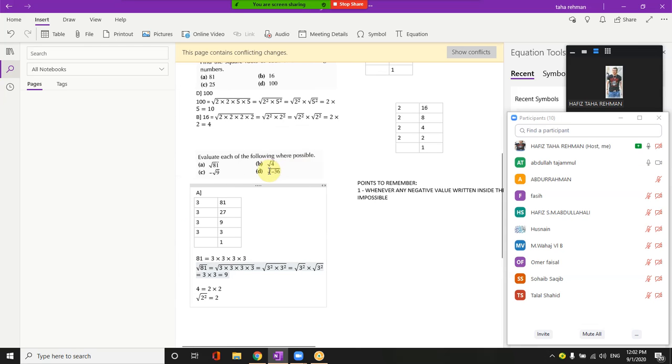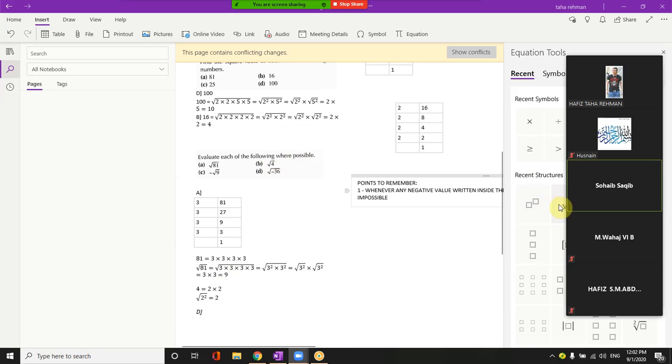So if I ask you to solve under root minus 36, can you solve it? No, sir. Because under root minus 36 is not a real number, it is an imaginary number and we cannot solve it. So its solution is impossible. But if a negative sign is written outside the square root, then we can find the square root easily. Why? Let me tell you.